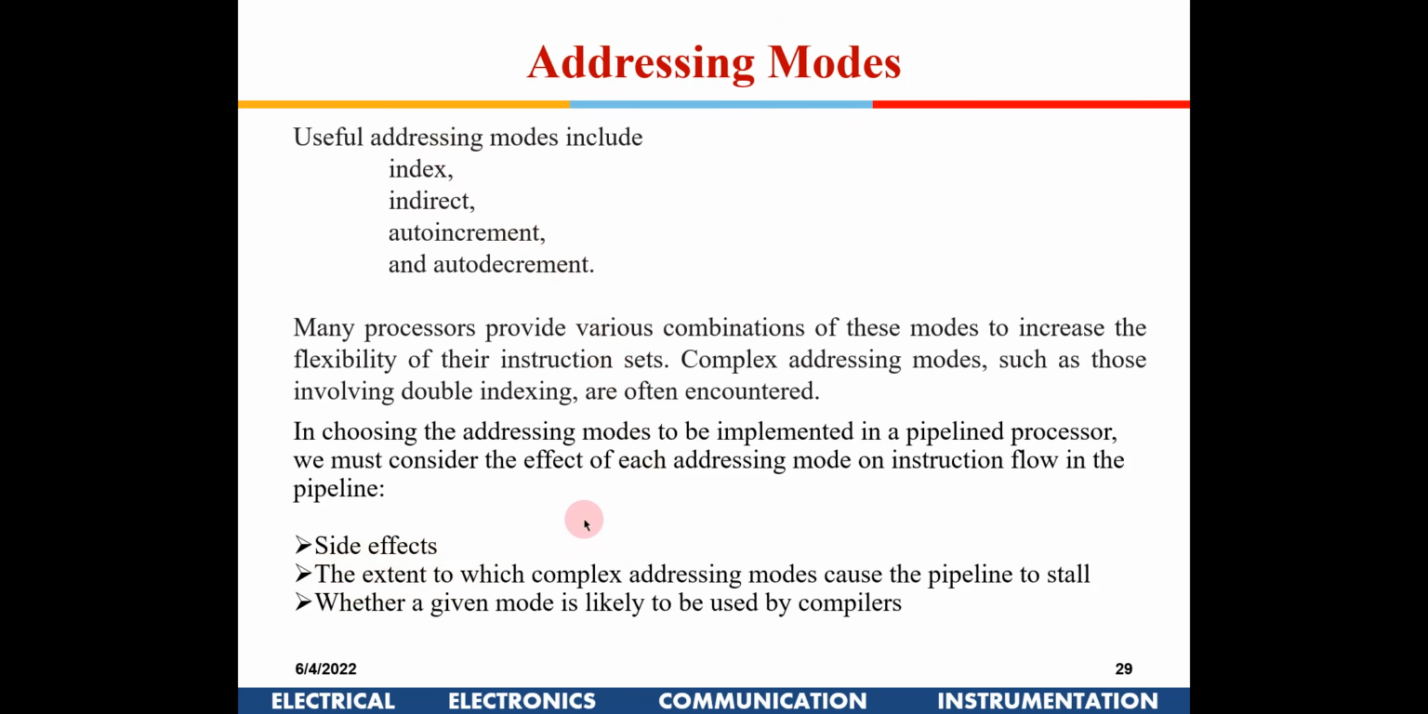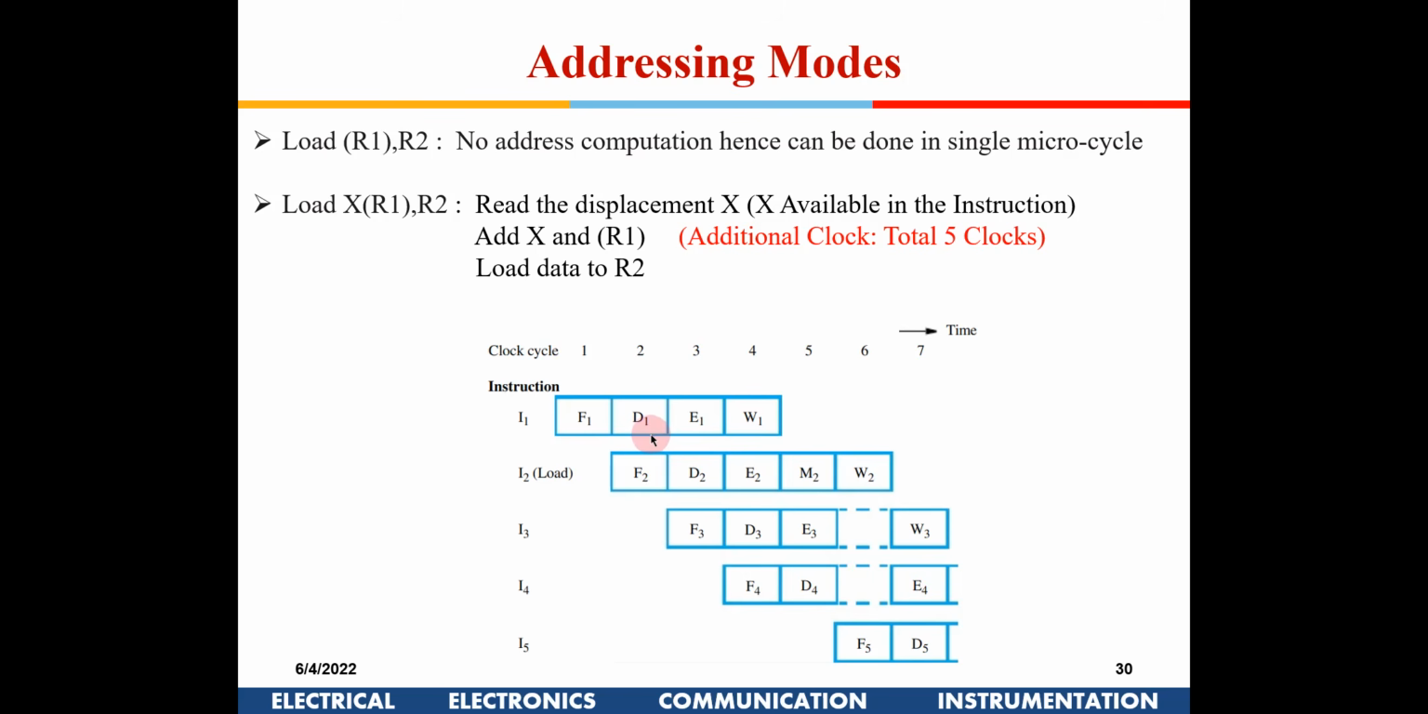Okay, so we'll see some examples. For example, out here: load R1 and R2. Here no address computation is required, so it will be done in a single cycle. Whatever the memory location is, in the address out buffer we place the contents of R1. This is the memory location specified by the R1 register. That memory location address will be placed in the AO bar, and from the data bus that data will be written into R2.